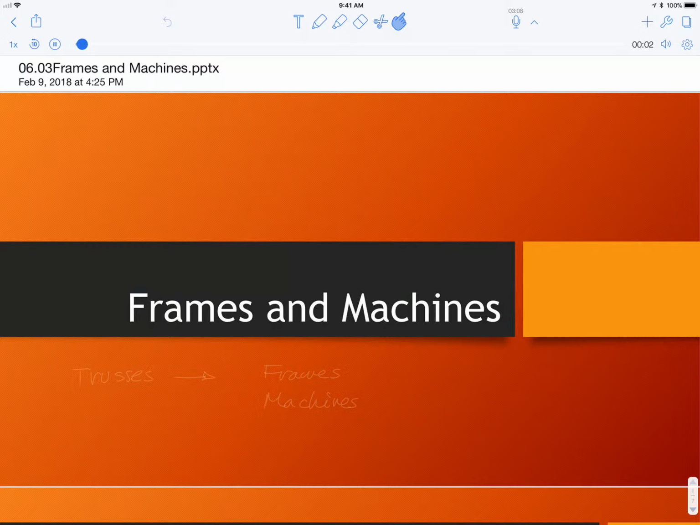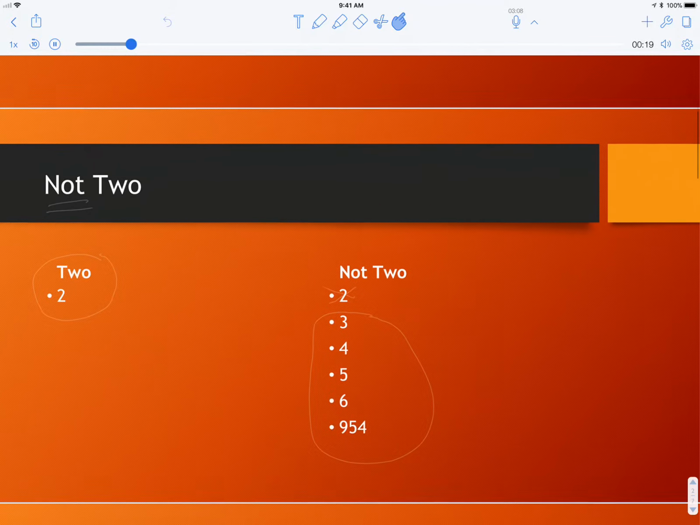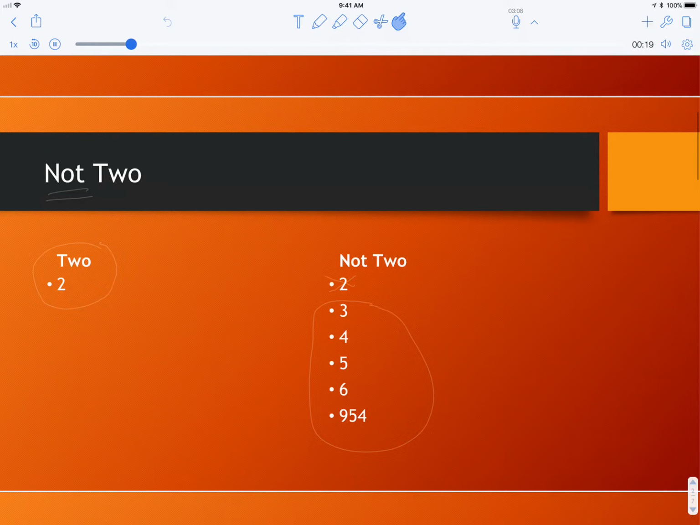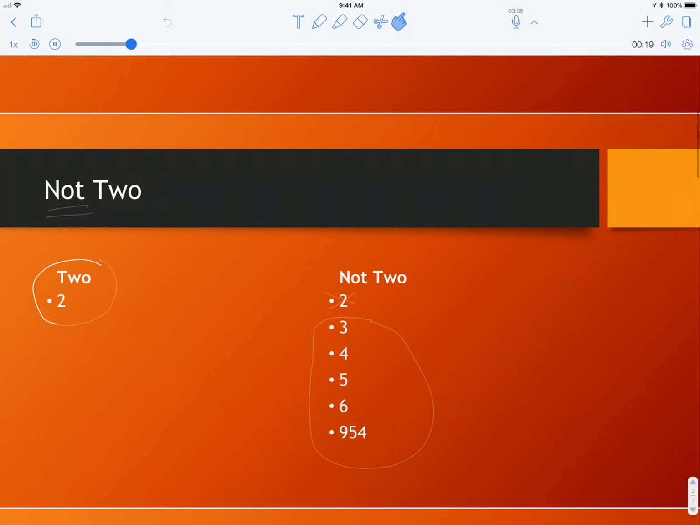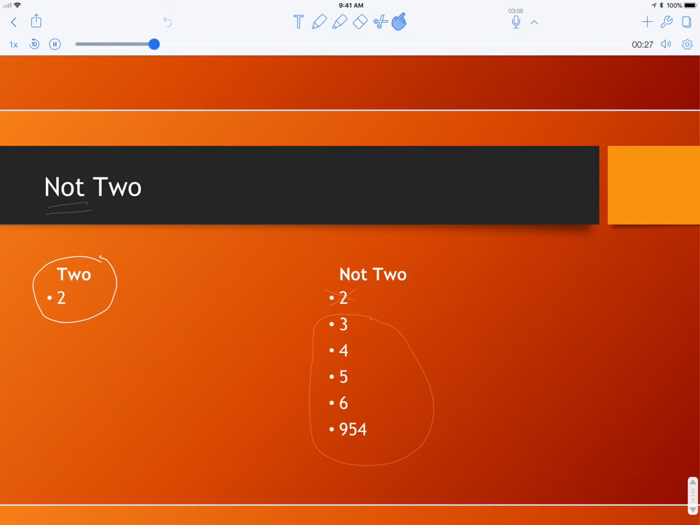The next type of structures we're going to look at are frames and machines. We started off with trusses, and so now we're going to go to frames and machines. And if you remember, trusses were two force members, and frames and machines are not two force members.